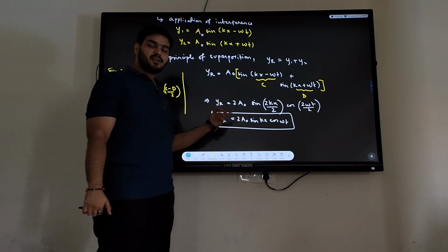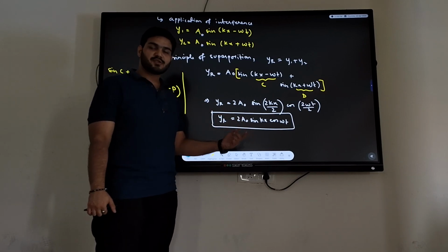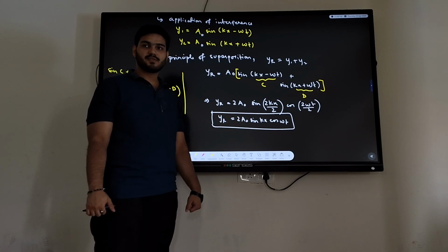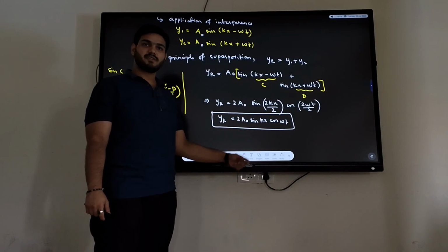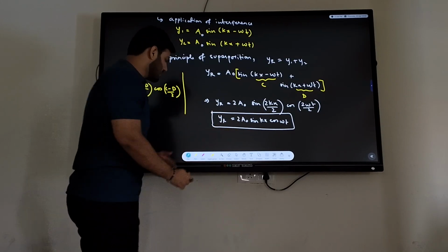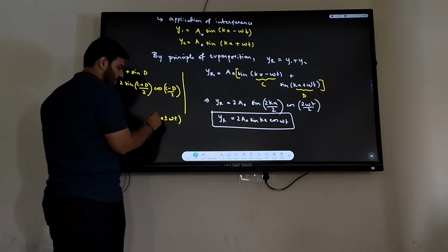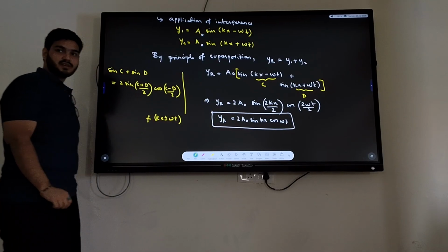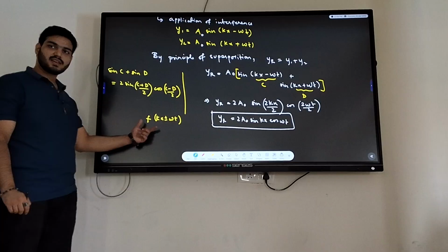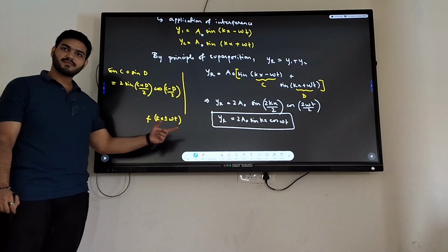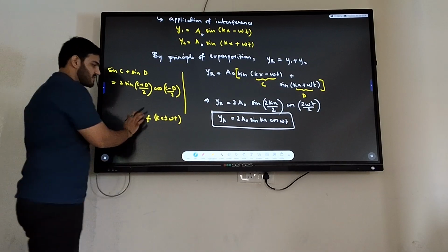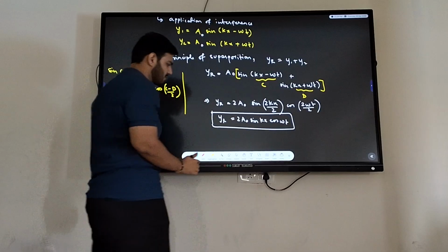Do you see any kind of term which is like kx plus or minus omega t? No. There is no term like that. Then is the wave moving? When will the wave move? Only when you have a term like kx plus or minus omega t, some function. If you don't have this, then is the wave moving? It's not moving. So that means this wave has zero velocity.